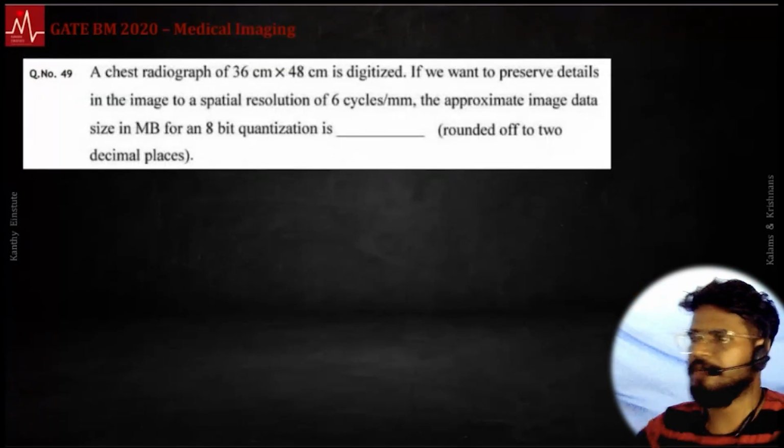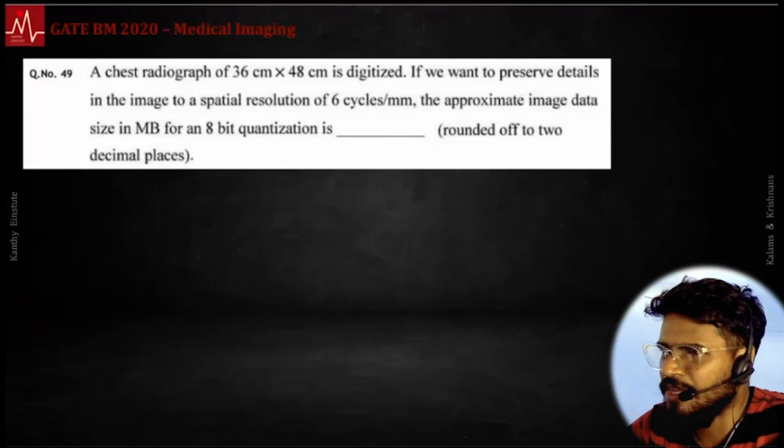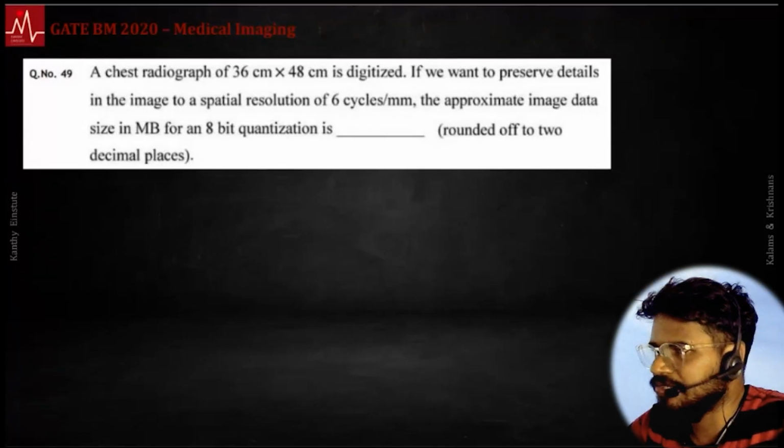A radiograph is 36 centimeters by 48 centimeters. We want to preserve details at a spatial resolution of 6 cycles per mm. The approximate image data size is dash MB.